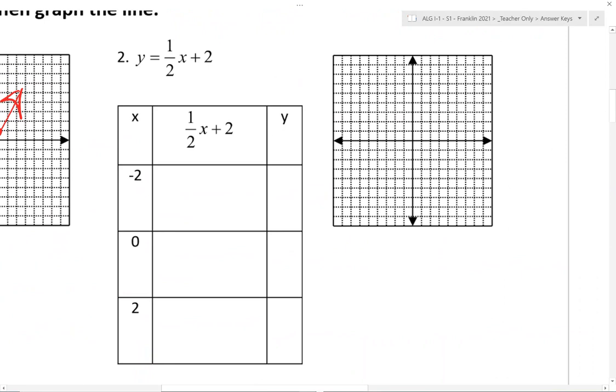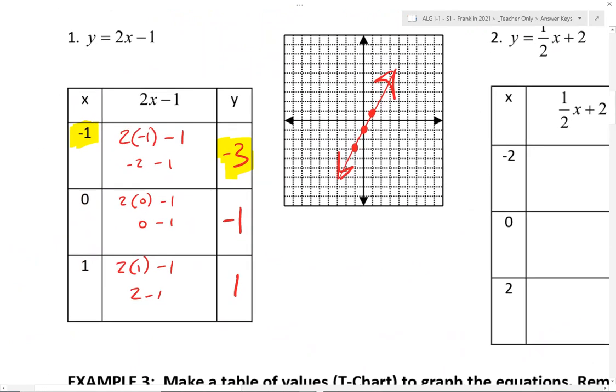Okay, we have a fraction in this one, y equals 1/2 x plus 2. That's okay, but you'll notice the numbers that we're using are different. On the first one, since our coefficient here on the x is a 2, we just use negative 1, 0, and 1. And that's what we'll generally use whenever you make a T-chart. Center your numbers around 0.